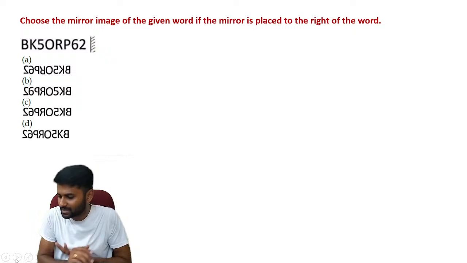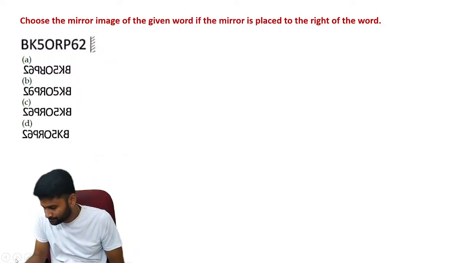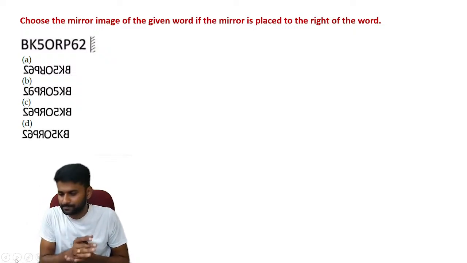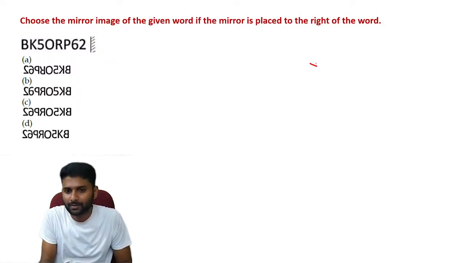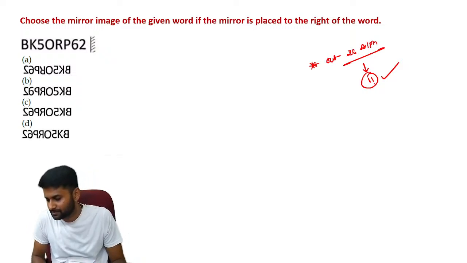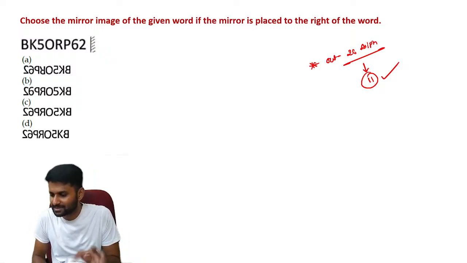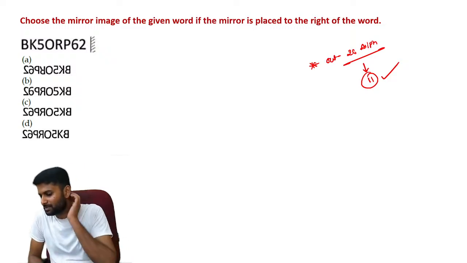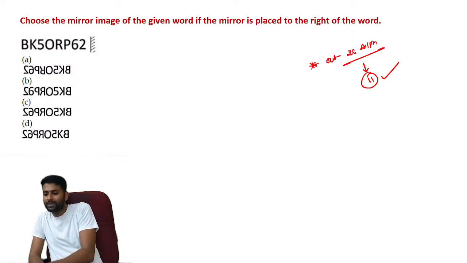Again, a question from the mirror image concept. Guys, one important point. Out of 26 alphabets, 11 alphabets are similar in the mirror. You can't see any change in the shape. You can see the exact shape in a horizontal mirror. So remember that number. Maybe you can expect that question. How many alphabets are the same in the mirror? The correct answer is 11.